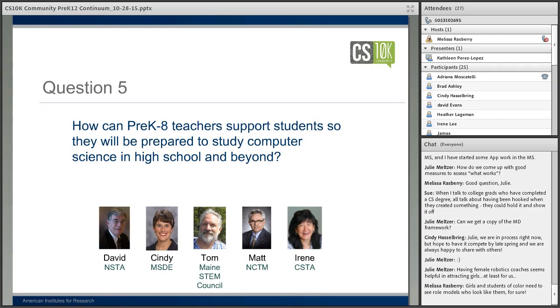Right. So it's not only specific content or practices. It's habits that students can develop that'll be beneficial no matter what subject, but is really pronounced when you're learning about computer science.